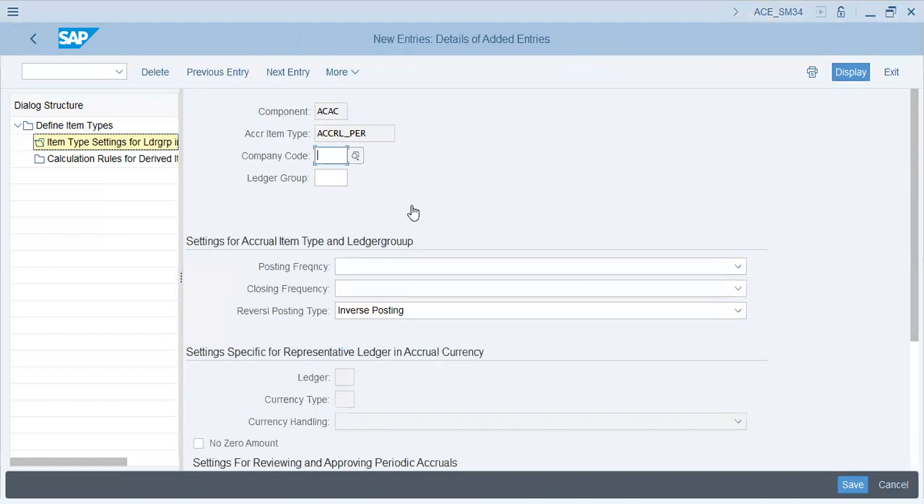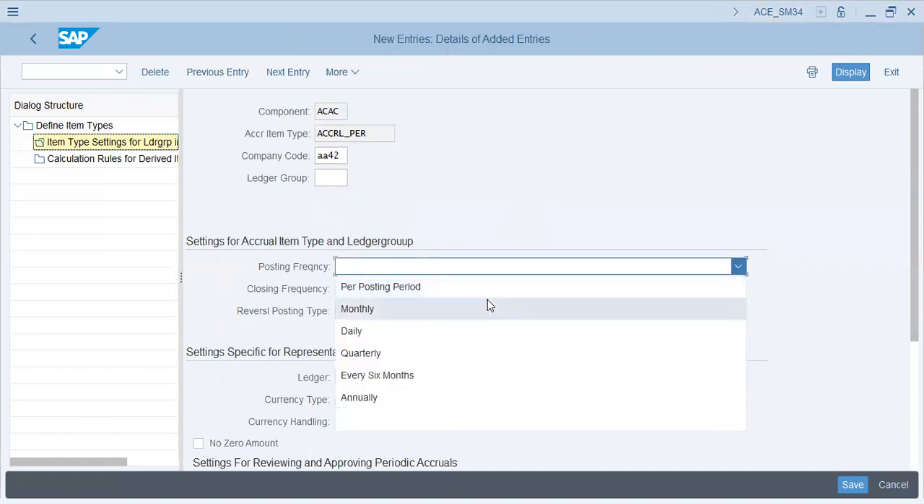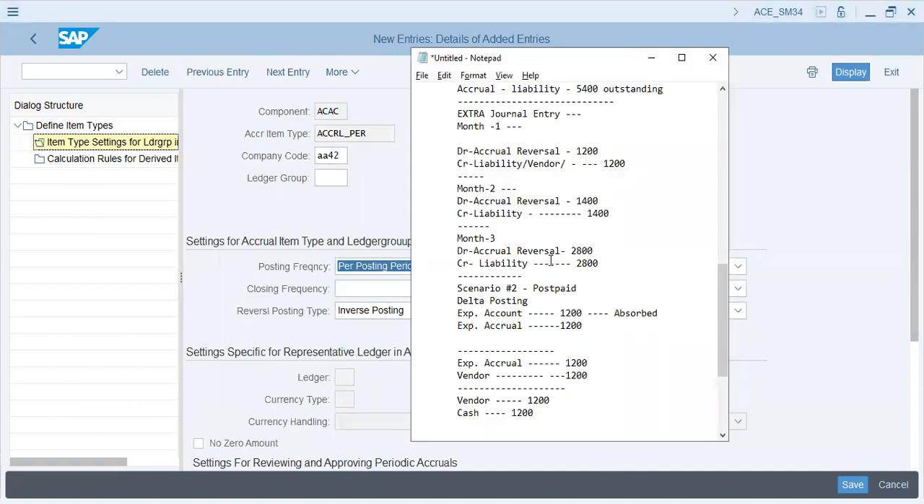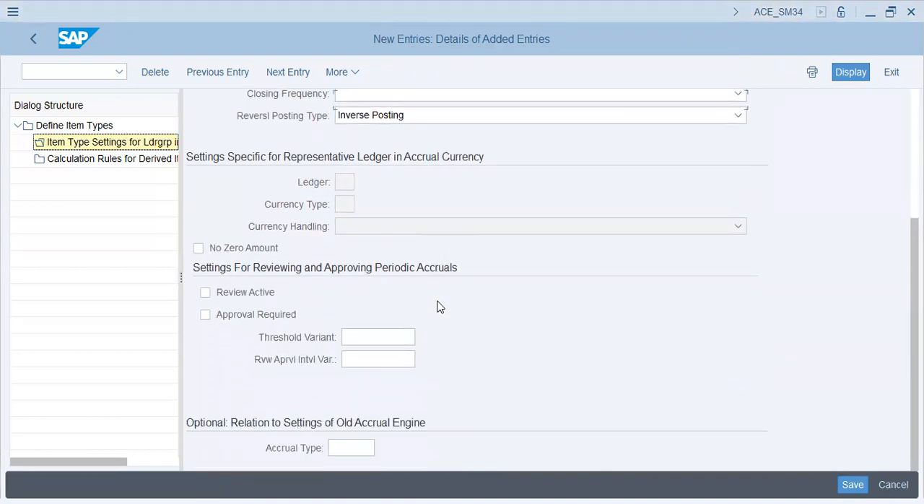Okay, company code is AA42 ledger group. No need. Posting frequency will be per posting monthly, daily, quarterly, as per the client process. Inverse posting, I told you what is inverse posting over here. We were going for a reversal. Okay, reversal is here. Reversal is here. This is the reversal method.